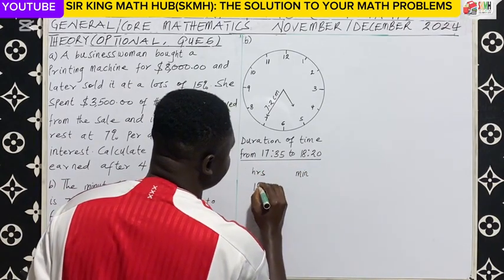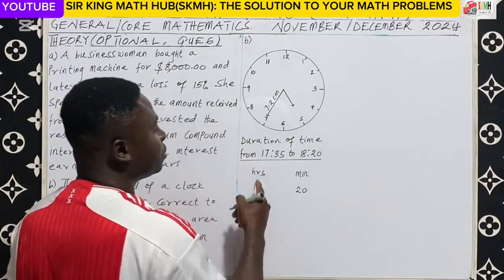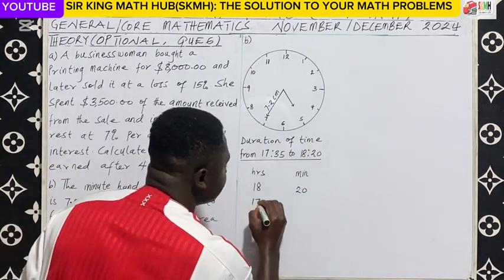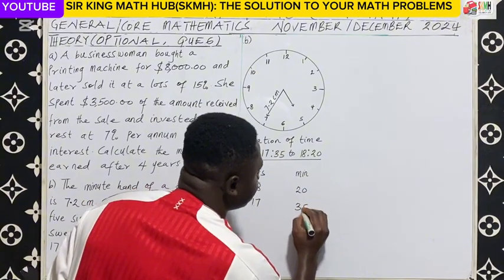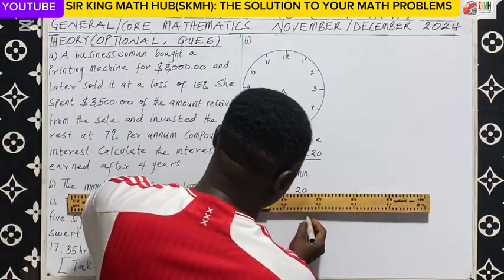So 18 at the hours column, and then 20 at the minutes column. And then 17:35. So we want the difference. The difference will give us the duration.